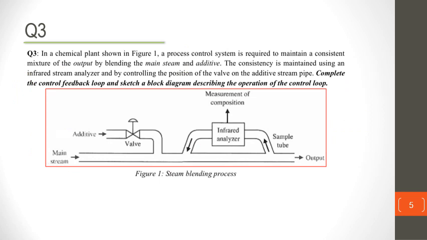So let's look at question 3. The question says, in a chemical plant shown in figure 1, a process control system is required to maintain a consistent mixture of output by blending the main steam and additive. The consistency is maintained using an infrared steam analyzer and by controlling the position of the valve on the additive stream pipe. Complete the control feedback loop and sketch a block diagram describing the operation of the control feedback loop.